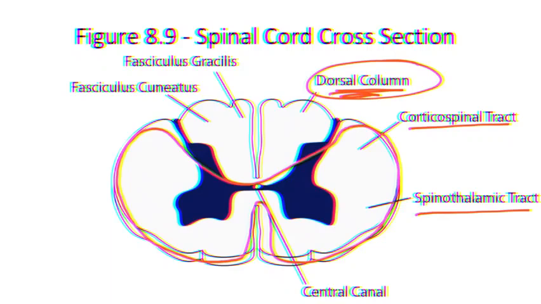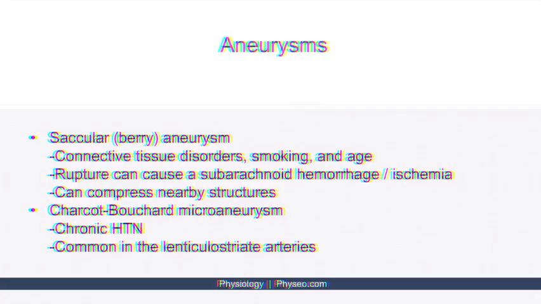Okay, let's move on to aneurysms. An aneurysm is simply a balloon-like dilatation of an artery. There are two types of aneurysms you need to be familiar with for step 1: saccular, or berry aneurysms, and Charcot-Bouchard microaneurysms. Saccular aneurysms are relatively large and are commonly associated with connective tissue disorders, such as Ehlers-Danlos syndrome, smoking, and age.